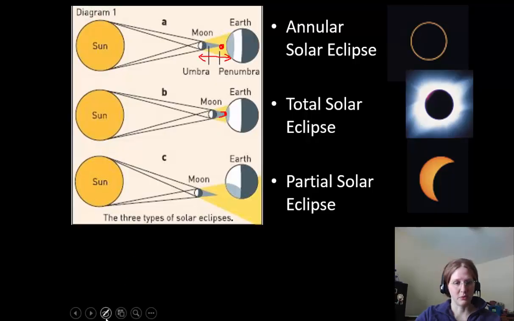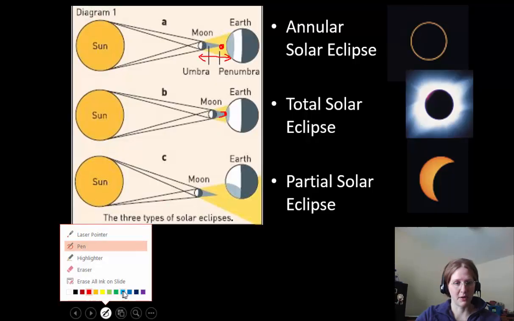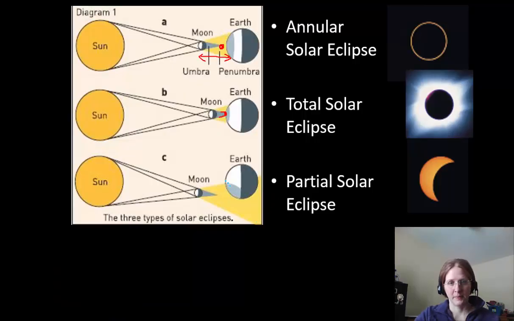Let me switch colors. How about light blue? If you're here on Earth in the partial shadow, you would see a partial solar eclipse. But you could also do that up here. Oh look, these people right there on Earth, they would see a partial solar eclipse. And up here for the annular solar eclipse, you can probably have a partial eclipse in here as well.